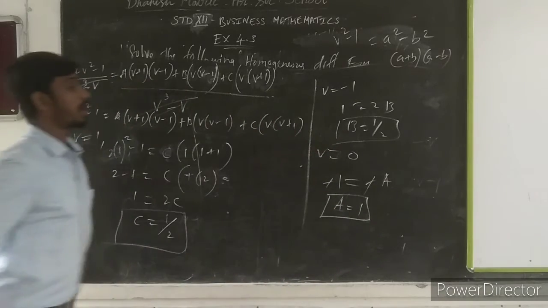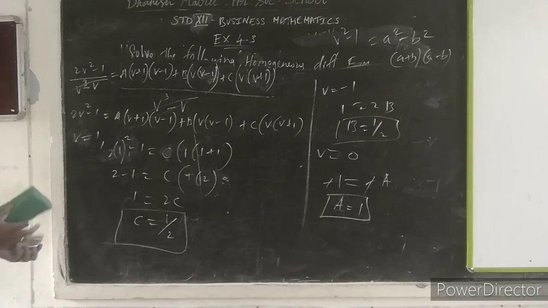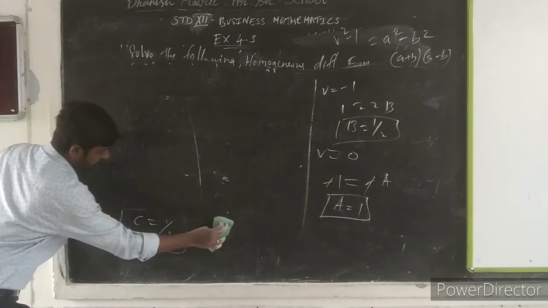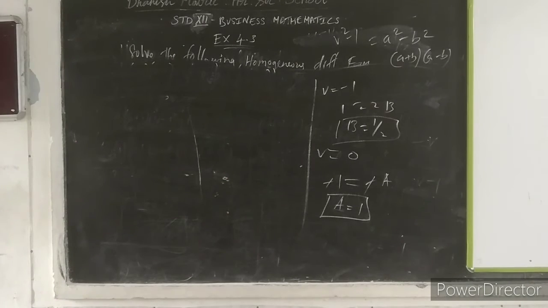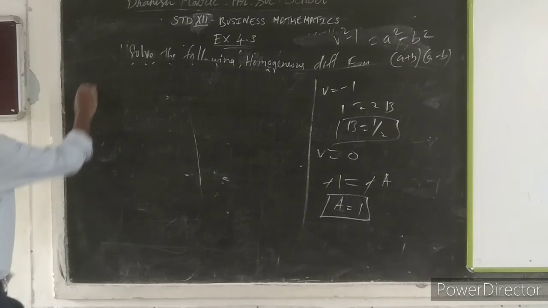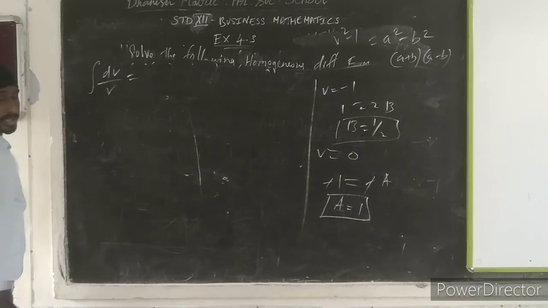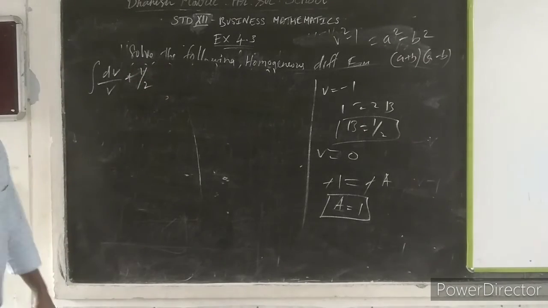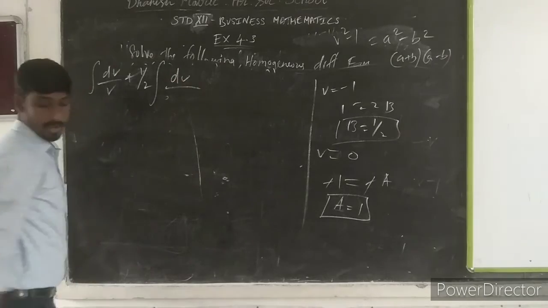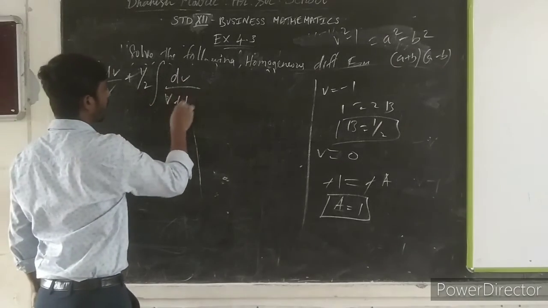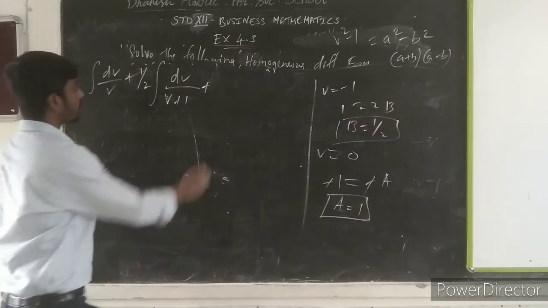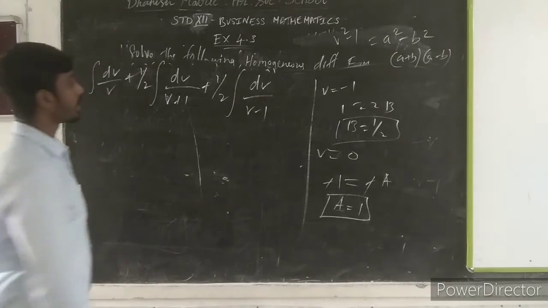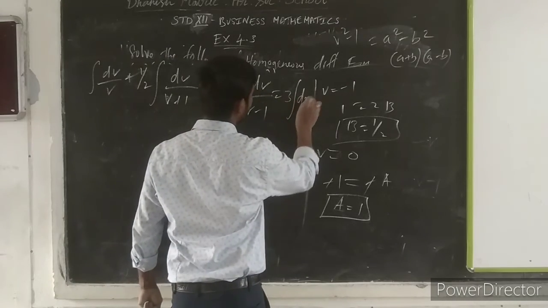A is equal to 1 here. So the three values a, b, c are found. Now substituting into the equation, we simply get the integration of dv divided by v, equal to plus 1 by 2 integration of dv divided by v plus 1, plus 1 by 2 integration of dv divided by v minus 1, equal to 3 dx divided by x.